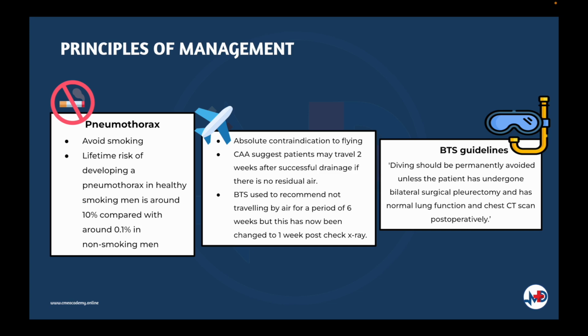Next is absolute contraindication to flying for a specific period of time. It is suggested that patients may travel 2 weeks after successful drainage if there is no residual air. The British Thoracic Society used to recommend not travelling by air for a period of 6 weeks, but this has changed to 1 week post-check X-ray. British Thoracic Society guidelines also state that diving should be permanently avoided unless the patient has undergone bilateral surgical pleurectomy and has normal lung function and chest CT scan post-operatively.